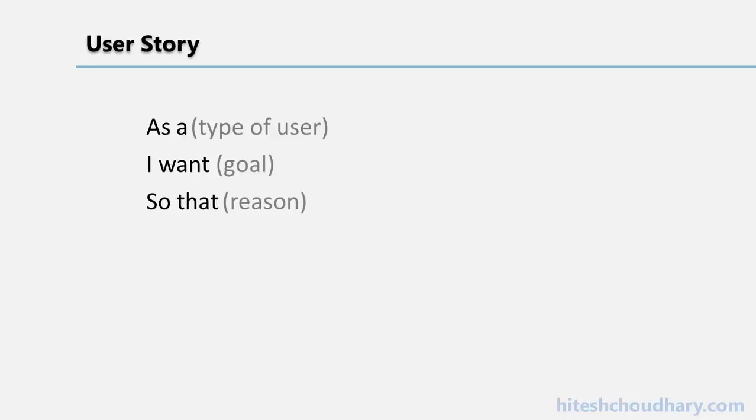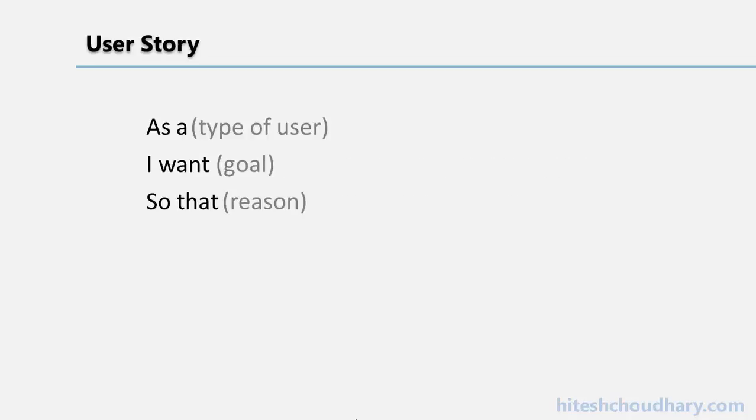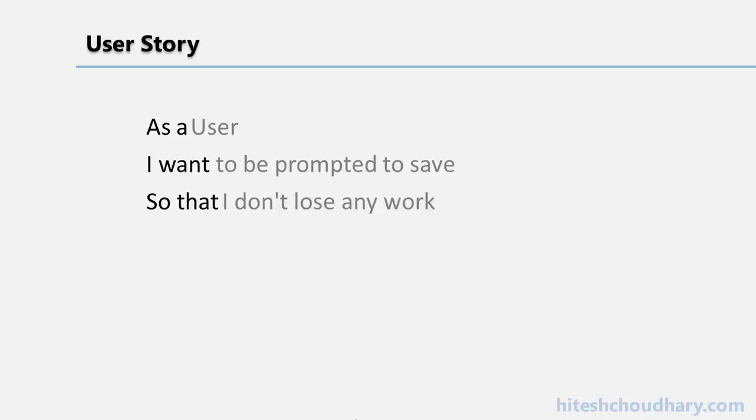Say, as a reader, I want to change the font and color scheme so that I can read in different lighting. But we are not describing the user interface. We are not actually describing buttons that are clicked or how this is done. We are focused on the intent, and what we are doing is expressing one need. We are not detailing alternate paths or exceptions or listing any technical information. They are a very quick, readable summary of what a specific goal is and why the user wants it.